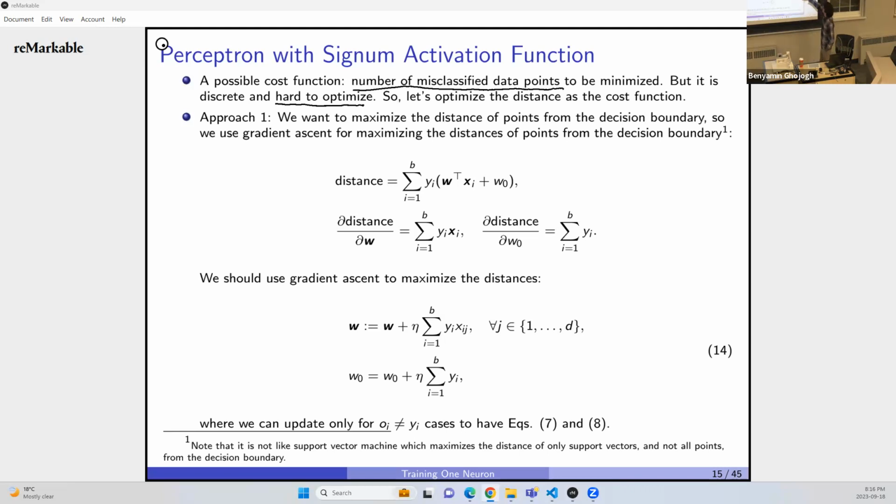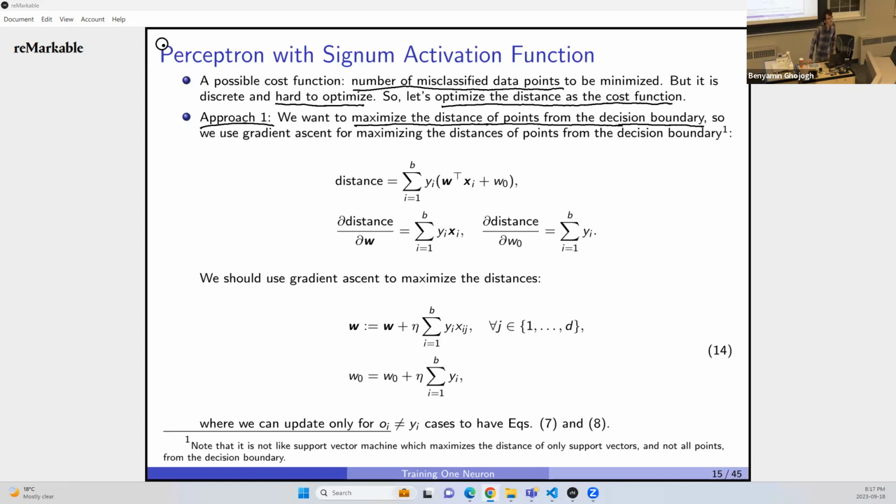Okay, so rather than optimizing the number of misclassified points, let's have another cost, which is easier. Let's optimize the distance as a cost. If a point is misclassified, let's minimize the distance of misclassified points. Approach 1: we want to maximize the distance of points from the decision boundary.